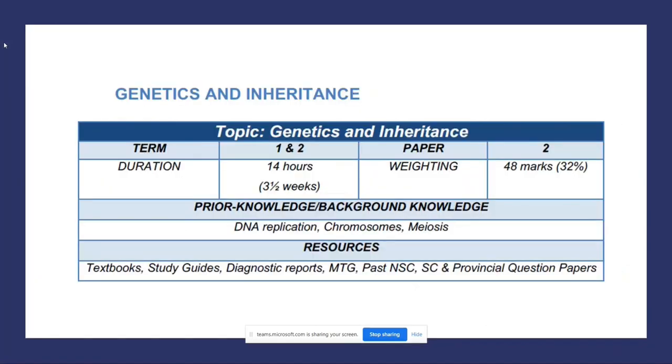So let's get started. Now, genetics and inheritance is one of those topics that was either completed by your teacher, taught to you either at the end of term one, or some schools attempted this topic at the beginning of term two. Whichever way, you should have completed the topic of genetics and inheritance by now. You also know by now that this topic will be in paper two, and as you can see, it carries quite a heavy weight in paper two. 32% of the 150 marks, which is 48 marks, is on genetics. So please try and understand, try and know the basics of genetics so that you can attempt these questions in your end of the year paper.